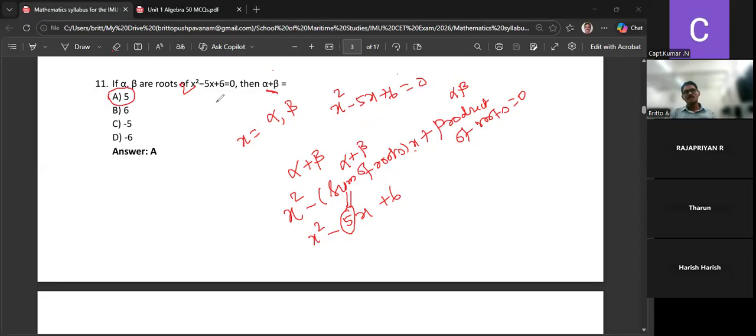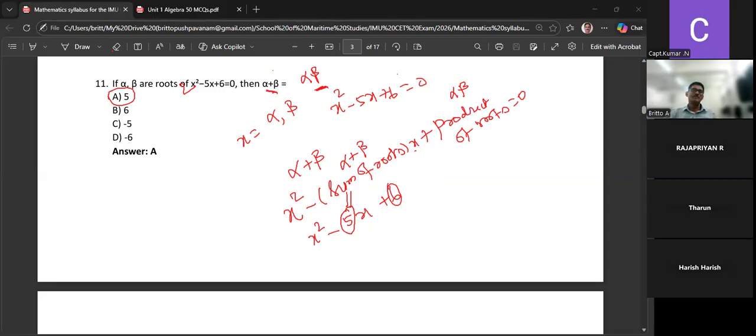Suppose they ask for the product of the roots, alpha beta. Then you consider the last term, which is the constant. So the value of alpha beta is 6. But here they are asking only for the sum, alpha plus beta, which is given by the coefficient of x, which is 5.